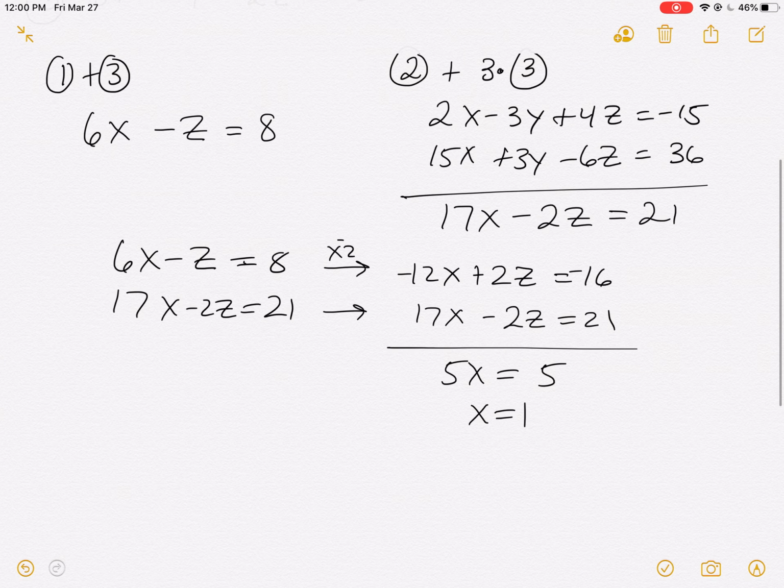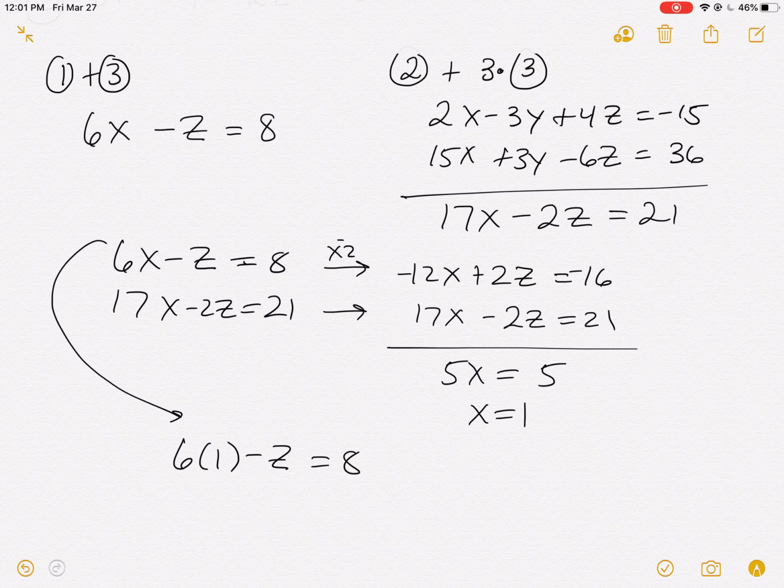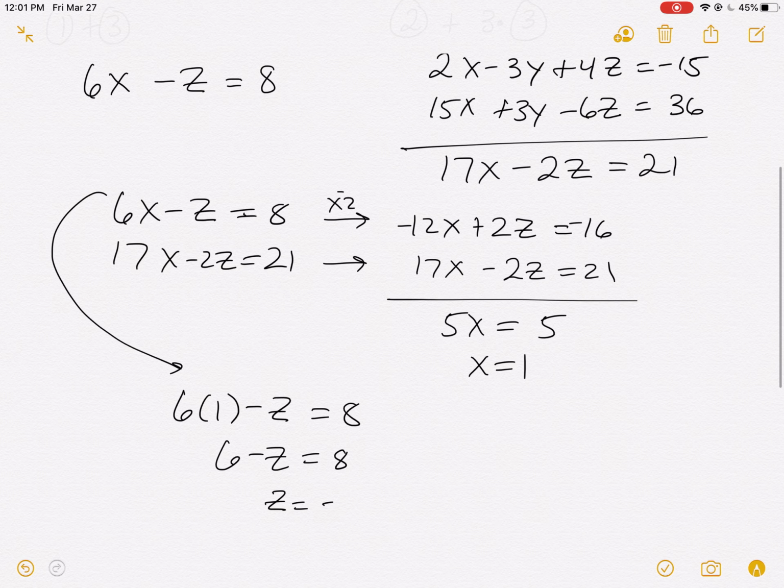Now that I know x is equal to 1, I can easily get z. I can say, well, 6 times 1 minus z needs to be equal to 8. I'm getting that from right here, right? And so 6 minus z is equal to 8, or z is equal to negative 2. So that's great. So now I know my solution so far. It's a 1, something, and a negative 2.